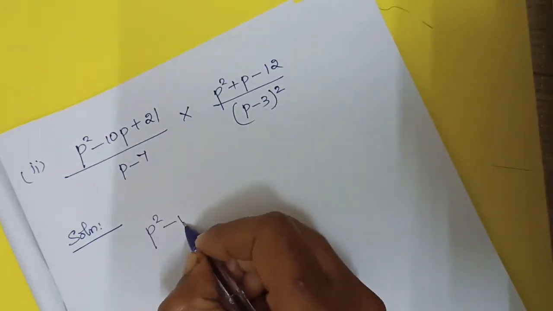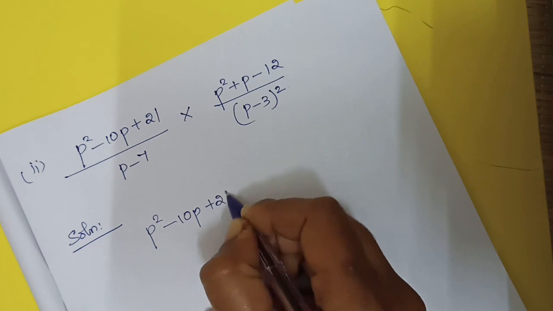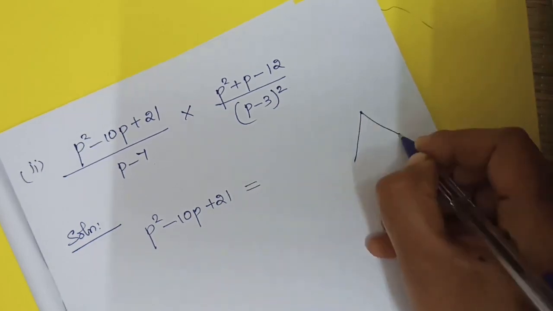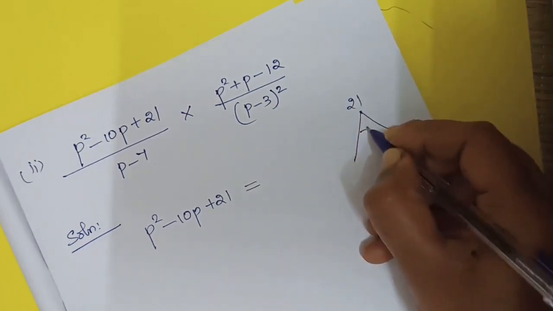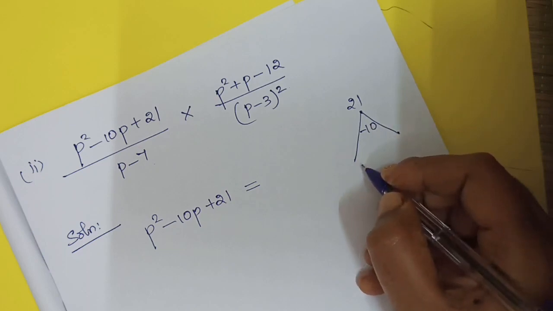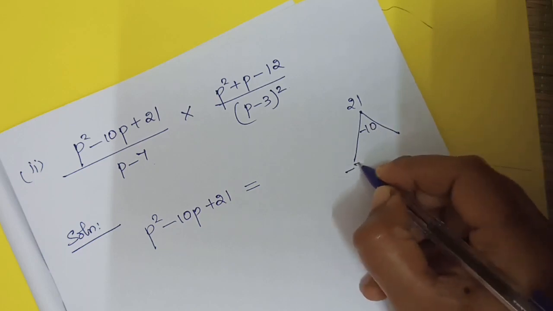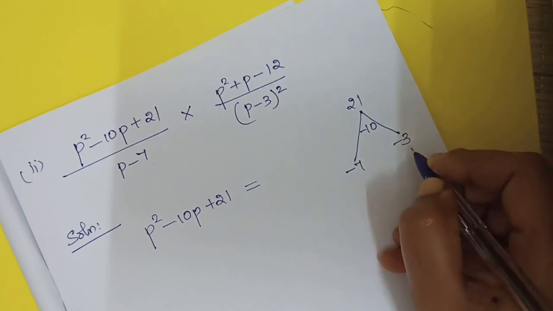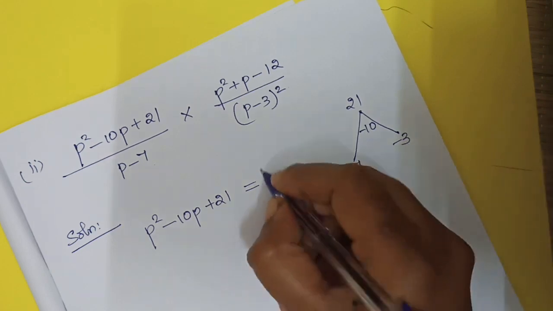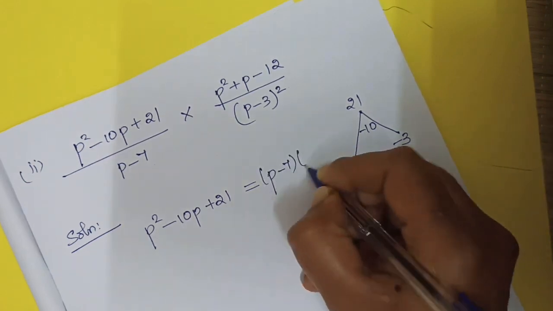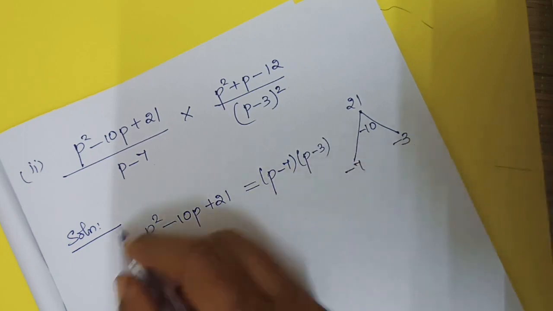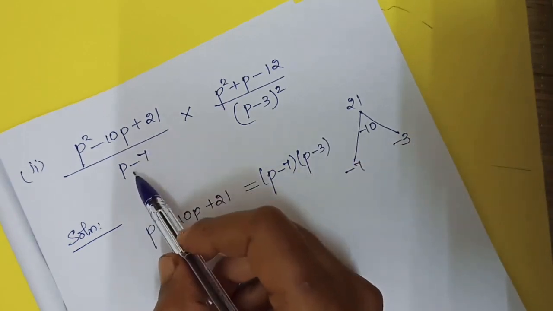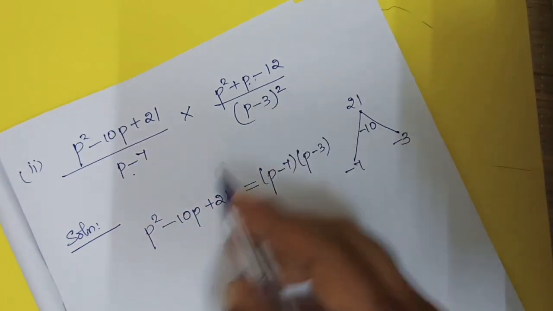So p square minus 10p plus 21 equal to, this method you can solve, 21 and minus 10. What are the possibilities? Minus 7 and minus 3. Is it okay? Yes. So p minus 7 into p minus 3. What is the next thing? Here already solved. Here we can reduce.